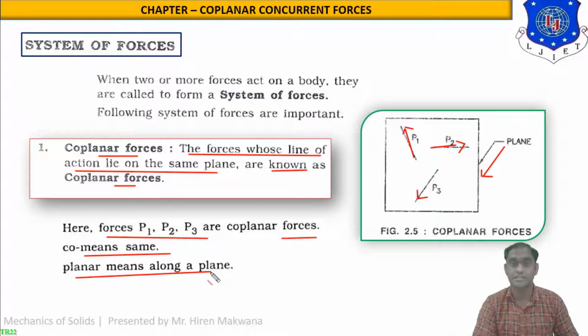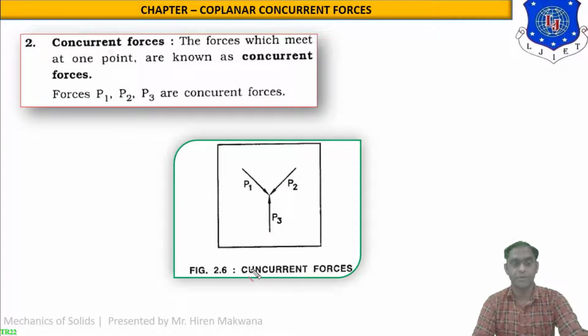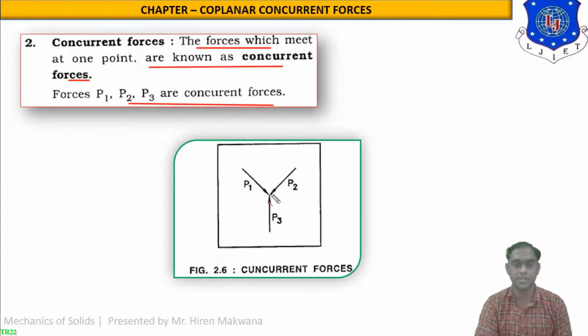So this is the system of forces. Let us discuss some more system of forces similar to this. Number 2. Here you can see concurrent forces. The forces which meet at one point are known as concurrent forces. So P1, P2, P3 are concurrent forces. You can see in this figure P1, P2 and P3 all are compressive forces and meeting at a single point. So this type of forces are known as concurrent forces.